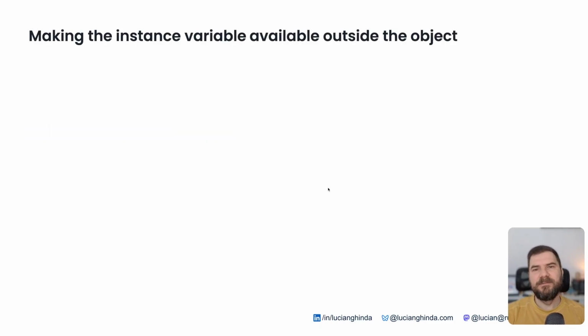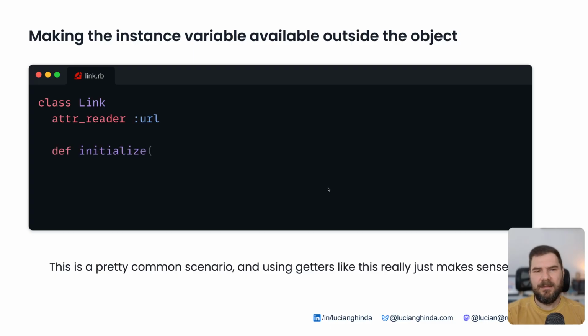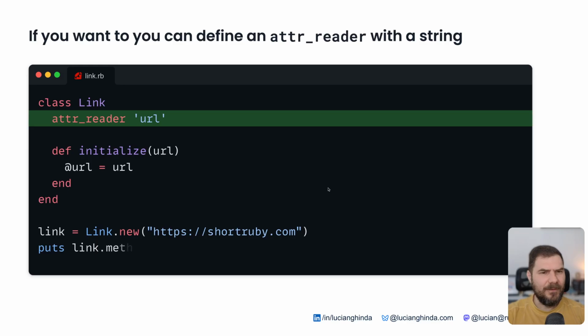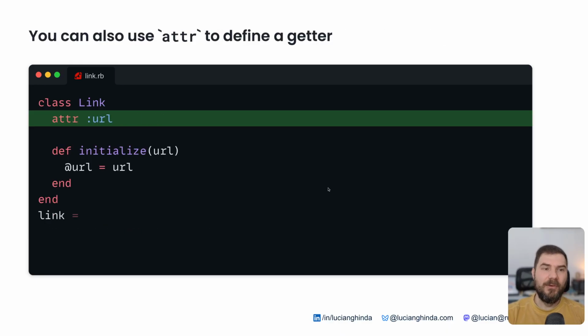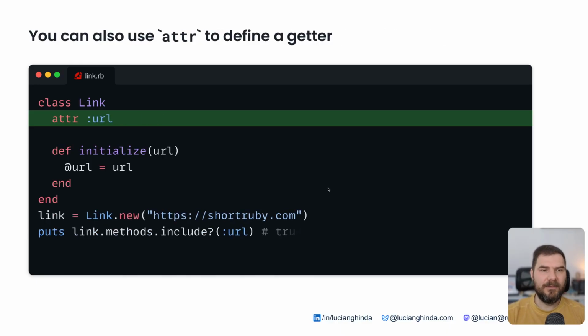I think exposing the instance variable outside the object is the main case, so trying to create a public getter that is accessible outside. And it might look like this. You can use attr_reader to create a public getter. Of course, you can also, just as a funny thing, define it as a string and Ruby will convert it to a symbol and again create a public getter. You can also use the simple attr without any parameter, and Ruby again will create a public getter, in this case for the URL instance variable.